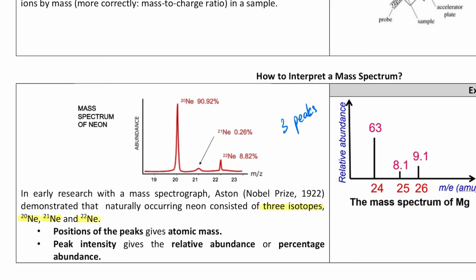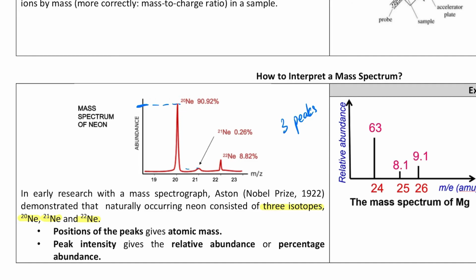Okay, and then next point dia kata peak intensity give the relative abundance or the percentage abundance. The word peak intensity here maksudnya adalah panjang ke pendek peak tu. For this one, peak intensity dia tinggi lah kan. Peak intensity tu menunjukkan berapa abundance dia. So macam ni lah. Kalau saya nak label, ini peak intensity dia berapa.